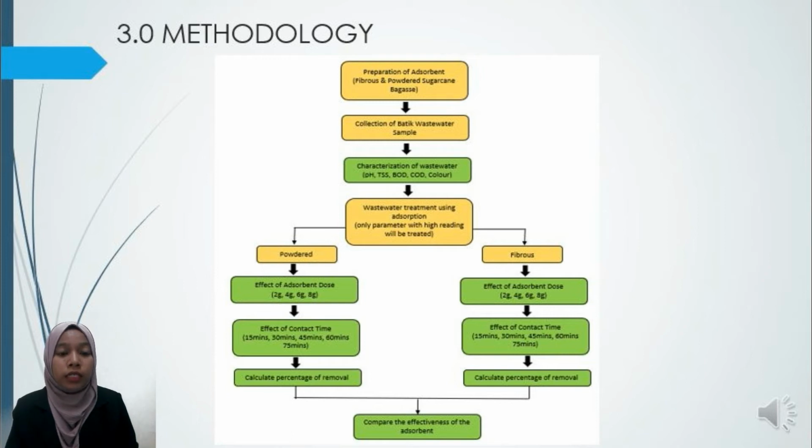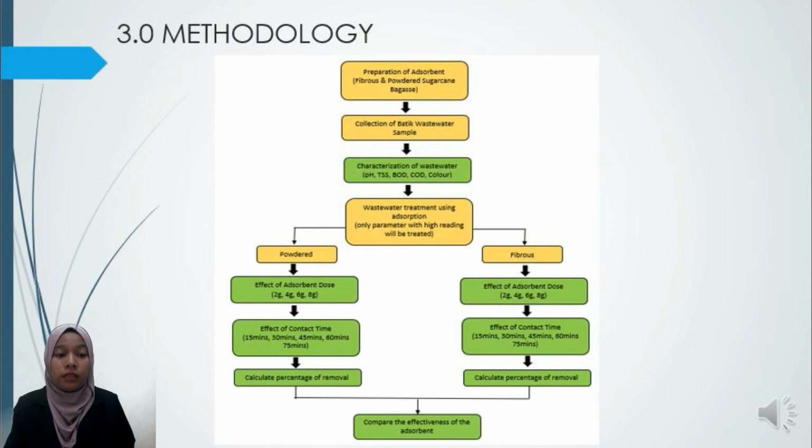So, in this study, powdered and fibrous sugarcane bagasse was used as adsorbent. First of all, the effect of adsorbent dose was studied. The doses that have been used are 2 gram, 4 gram, 6 gram, and 8 gram for both powdered and fibrous. After that, the effect of contact time was studied, which is 15 minutes, 30 minutes, 45 minutes, 60 minutes, and 75 minutes to find the optimum contact time.